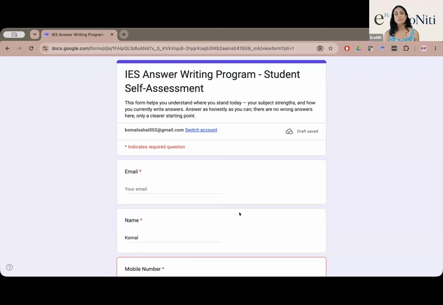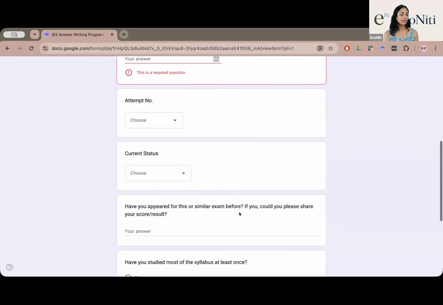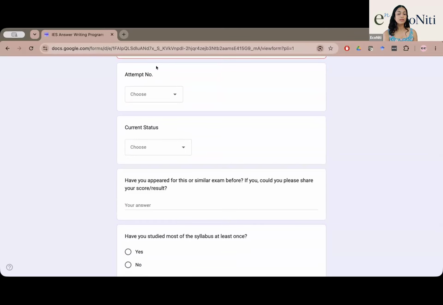This has 3 sections. The first section is basically the profile. So you have your name, email, mobile, right? Apart from that, you have to choose that what is your attempt number. This is the right time to tell you who this answer writing program specifically is for. Now, there are various stages of an aspirant. This is a program for an aspirant who has finished most of the syllabus once. ठीक है, ये important है.